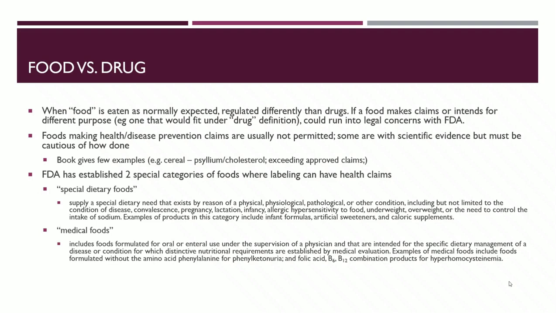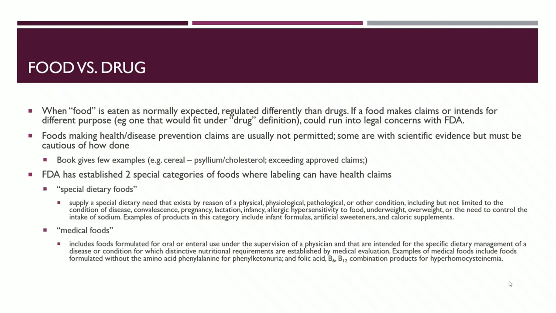So food making health or disease prevention claims are usually not permitted. Now, some might have scientific evidence, but they must meet cautions of how they're done. The book does give some examples. For example, some cereals in the past have made claims about psyllium with cholesterol lowering, helping with heart disease. But even so, they can exceed what they're allowed to say or how they do it. The manufacturers might push that even to the limits. So you have to watch how that's being done.